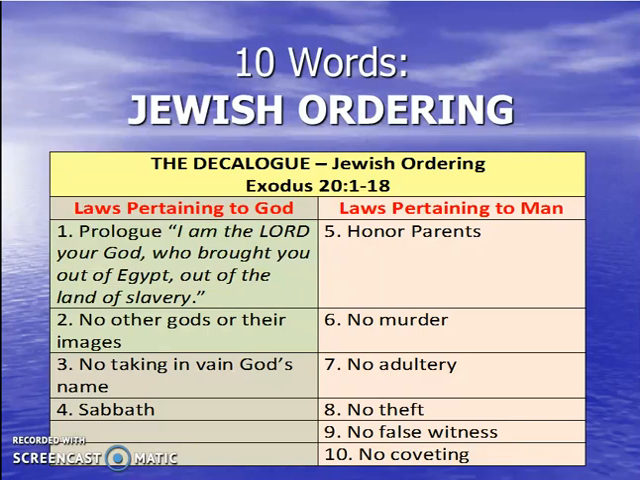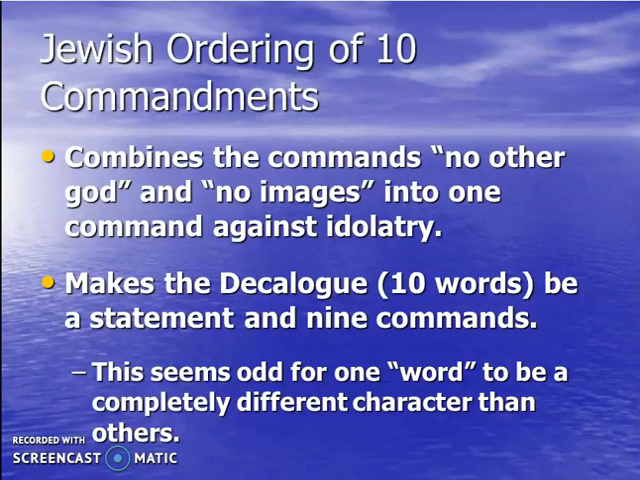In the Jewish ordering, you start off with a prologue. I am the Lord your God who brought you out of the land of Egypt, out of the house of slavery, followed by a command against idolatry, no other gods and no images of gods, followed by don't take God's name in vain, followed by the Sabbath. The rest are like the Josephus ordering. It combines the commandment against no other God and the commandment against images into one command against idolatry.